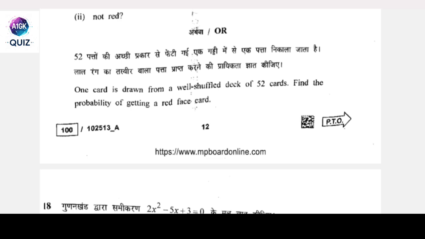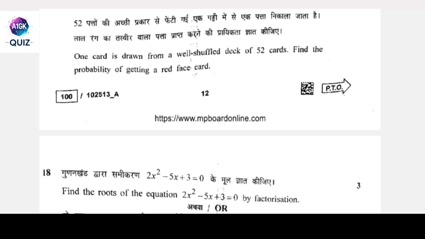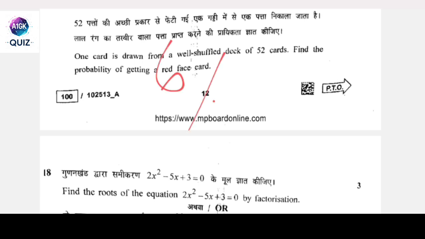One card is drawn from a well shuffled deck of 52 cards. Find the probability of getting a red face card. When getting a red face card, we see that total is 52 cards. From them, total 6 red face cards are there. Total face cards are 12. 6 are black and 6 are red. So the probability is 6 red face cards from total 52 cards. So the probability is given as 6 by 52, means 3 by 26.